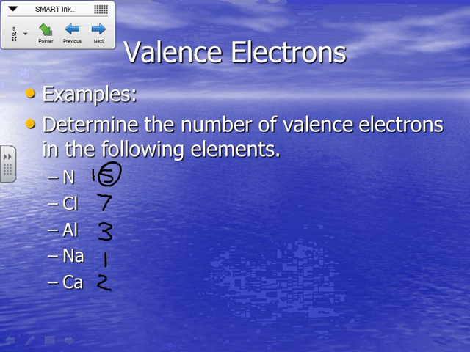The 3 through 12. Don't worry about the 3 through 12 for right now, okay? I'm going to give you a special rule on the transition metals in just a minute. For the rest of them?